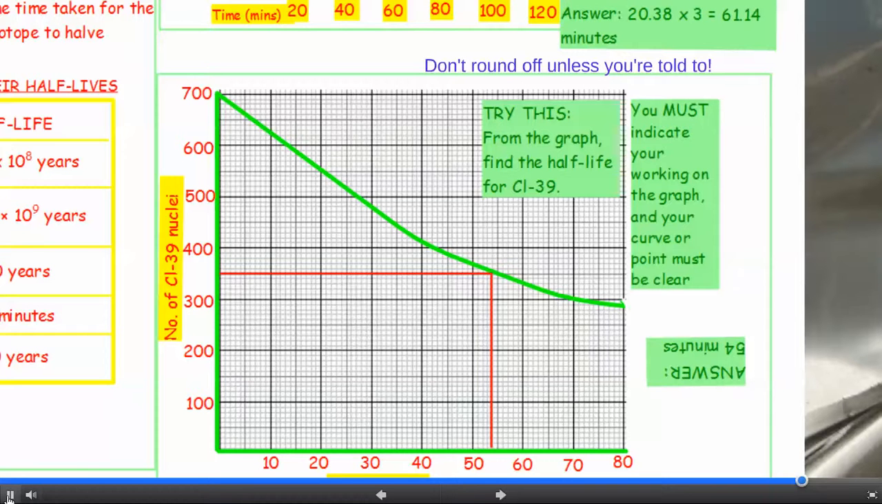Try and work this one out for yourself. So from the graph, find the half-life for chlorine-39. So again, time across the bottom, number of Cl-39 nuclei, how long does it take for the count to halve? Now you must indicate you're working on the graph and your curve or point must be clear. So use your ruler, draw a straight line across at the halfway point when the count rate is halved, and then read down vertically how many minutes that is.